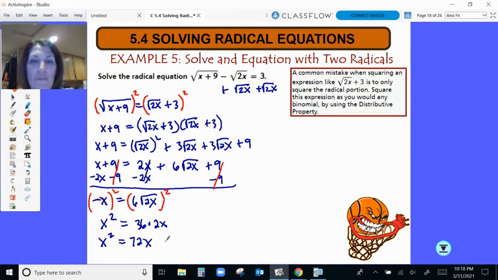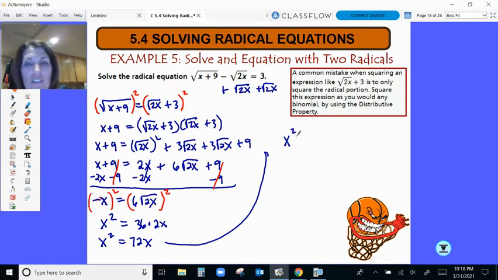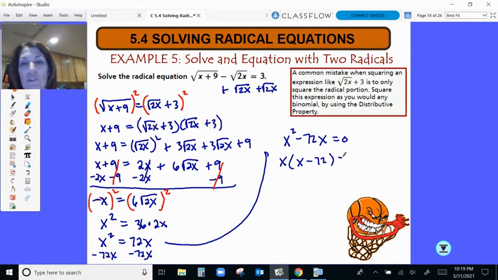Now if I subtract that from both sides, I'm going to get x squared minus 72x equals 0. I'm basically subtracting 72x from both sides. Now I can factor out an x here: x times x minus 72. And that leaves me with x equals 0 or x equals positive 72. Those are my two possible solutions.